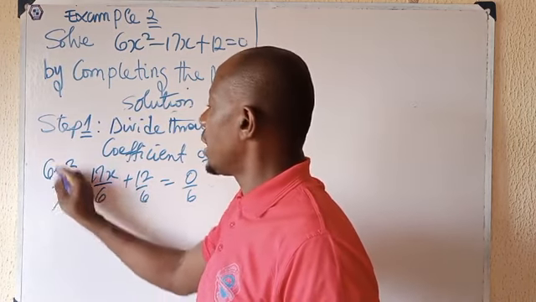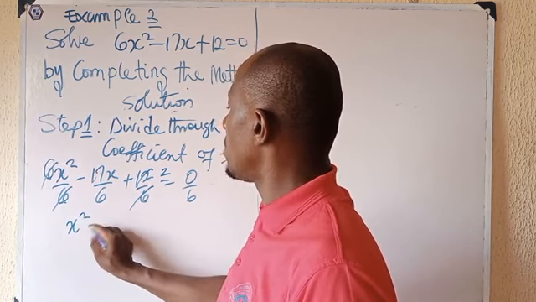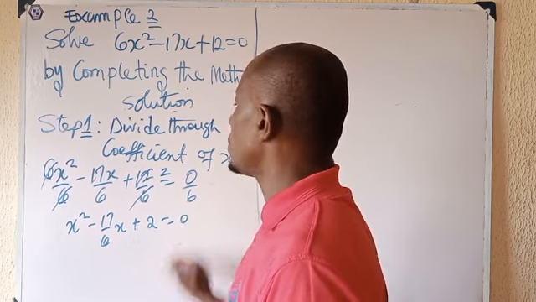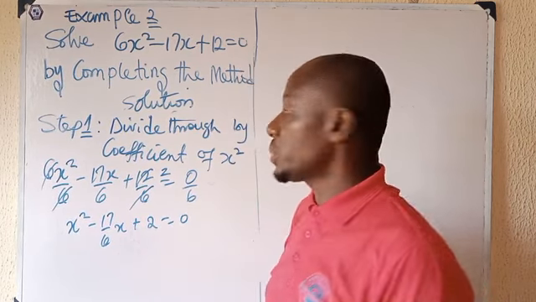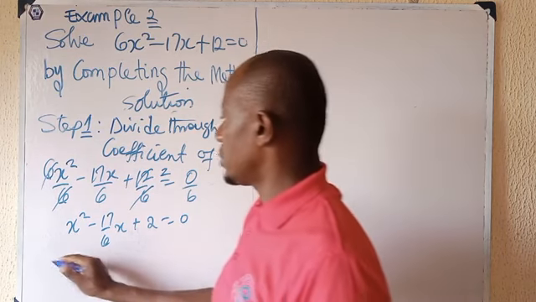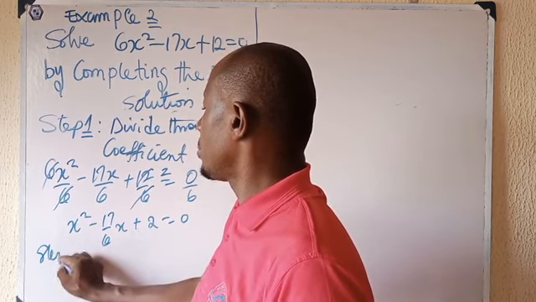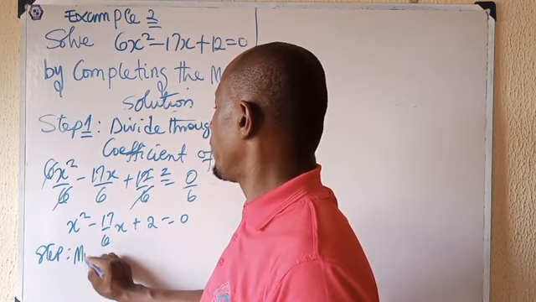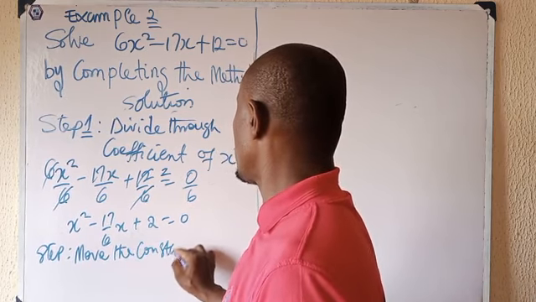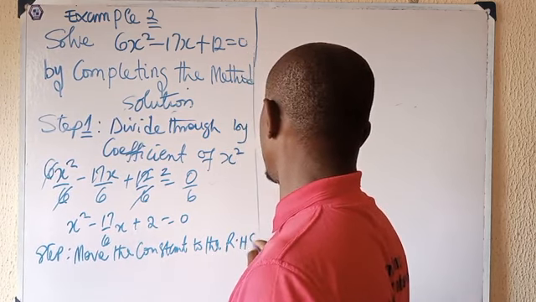So everything here will give us x squared minus 17 over 6x plus 2 equal to 0. So move to step 2, which says that we should move the constant to the right hand side.